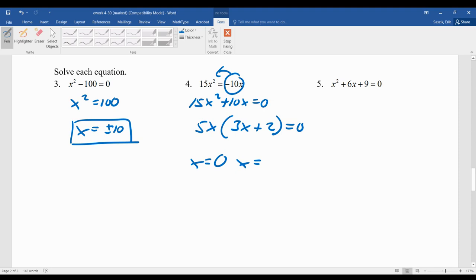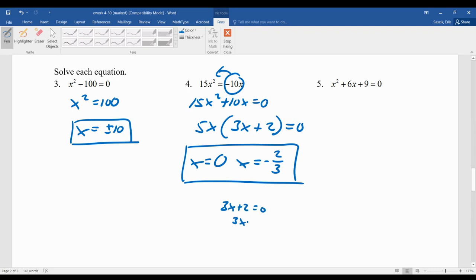Now we just write down our 2 answers. Remember, any x in the front, you get an answer of 0. And the other is going to be negative 2/3, because that's 3x plus 2 equals 0. Move the 2 over. Do a little dividing. All right. If you just have a fixed constant in the front here, no x, then you just ignore that if it was just a 5.